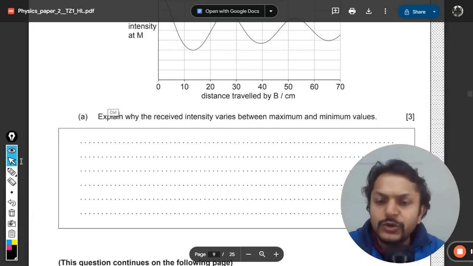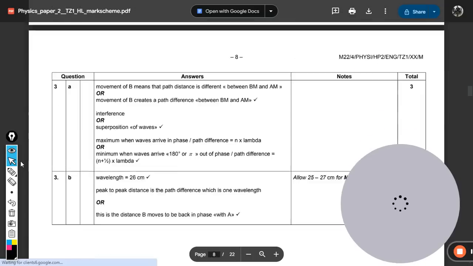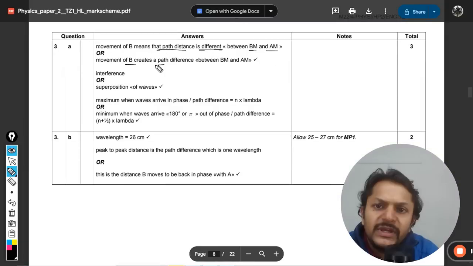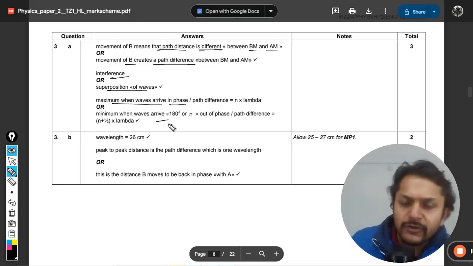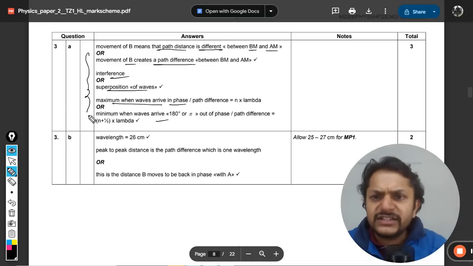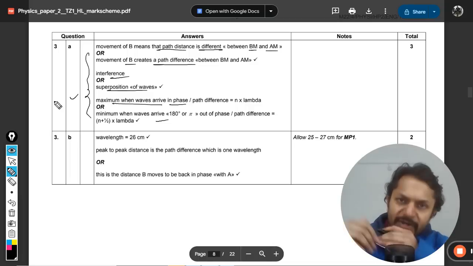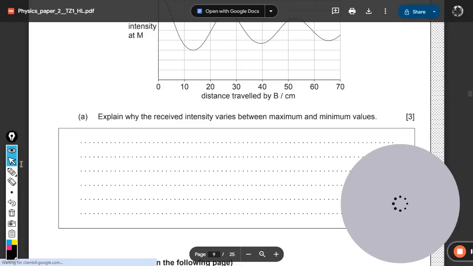I will show you the answer now. Let's see. Yes, the movement of B means that the path difference is different between BM and AM. Movement of B creates different path difference. Interference is there, superposition of waves, maximum when waves arrive in phase, and minimum when they are out of phase. So basically, they are just trying to describe the same thing with 3 different points. So this is how you can write it. Nothing to explain there, and we have done it.